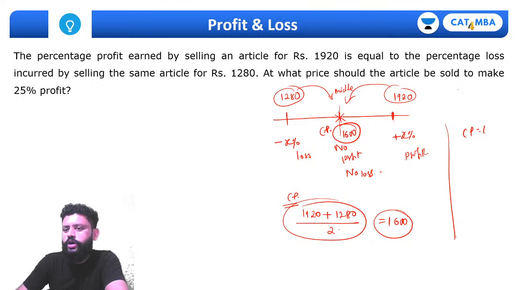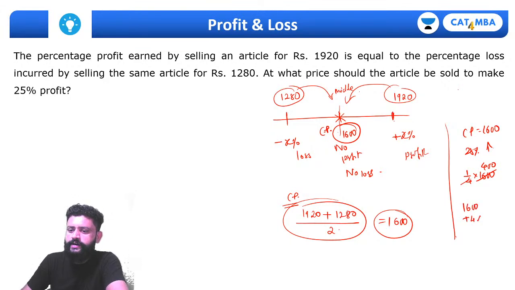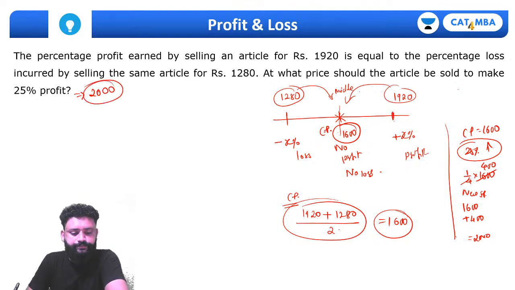And now we know the cost price is 1600 and then the profit of 25%. 25% is 1/4 of 1600. That is 400. So the selling price must be 1600 plus 400. New selling price to get the 25% profit should be 2000. So final answer for this question is 2000. Hopefully you understood this.